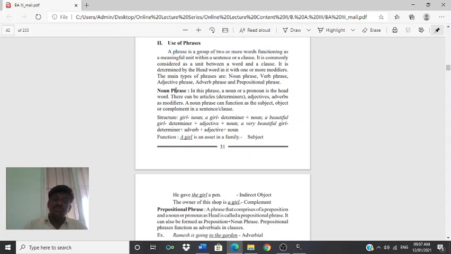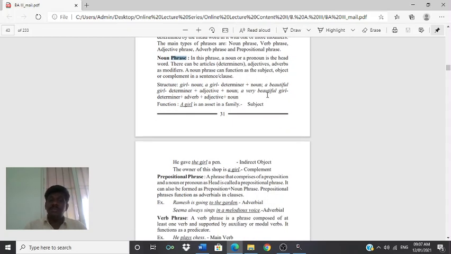Then we learned the noun phrase. We understand that if the head word of the phrase is a noun, it is called a noun phrase. We understand the structure of the noun phrase, that is determiner plus adjective plus adverb plus noun. We discussed the function of the noun phrase, that is subject, object and complement. We also discussed it with examples.